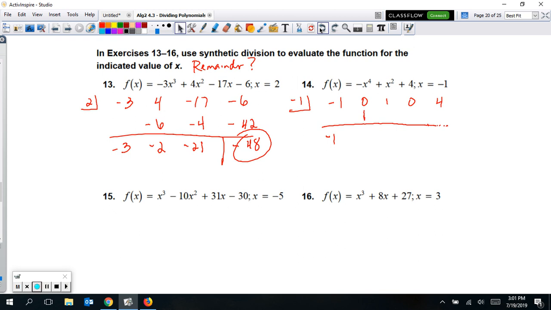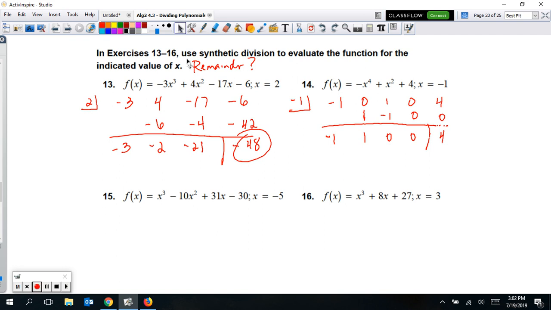-1 times -1 is +1, and we add those together, we just get 1. 1 times -1 is -1. Here we're going to subtract, and that'll give us 0. 0 times -1 is 0, and the two zeros make a 0. 0 times -1 again is 0, and 4 and 0 make 4, and that last one is the remainder number, which is what we're looking for on this problem, because that's what it's asking us.